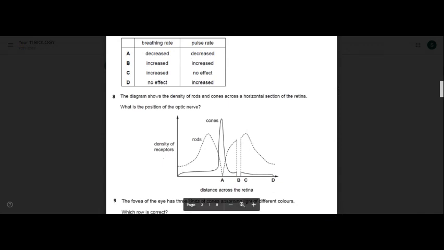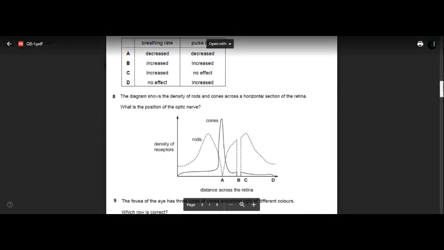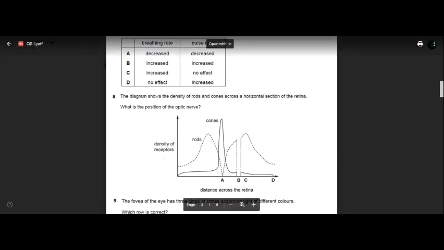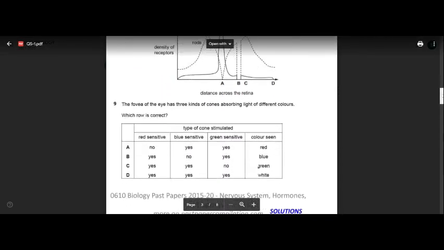So the only area where there is no presence of light sensitive cells, rods or cones, is between B and C, or B here. So I just make a circle around B. This is the area that is usually the place of the optic nerve, or we call it the blind spot, where we cannot see anything.